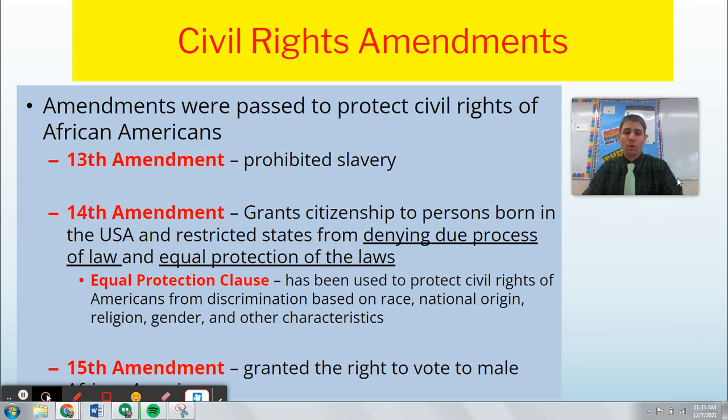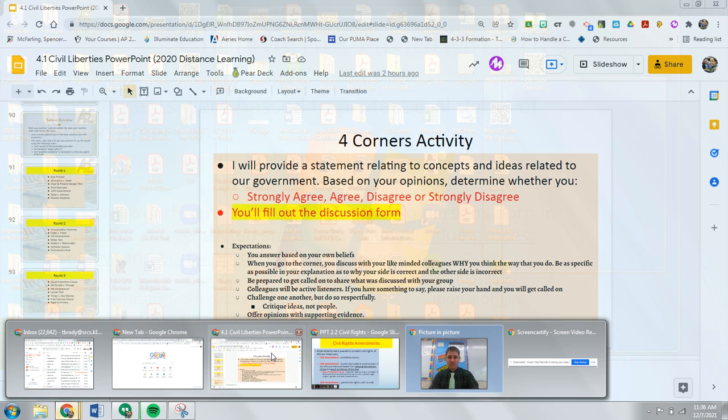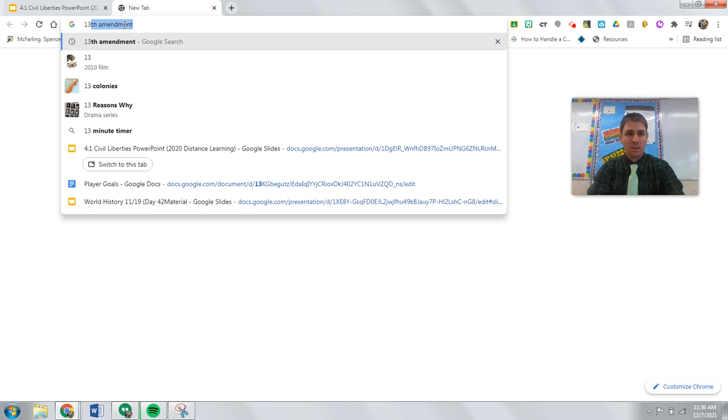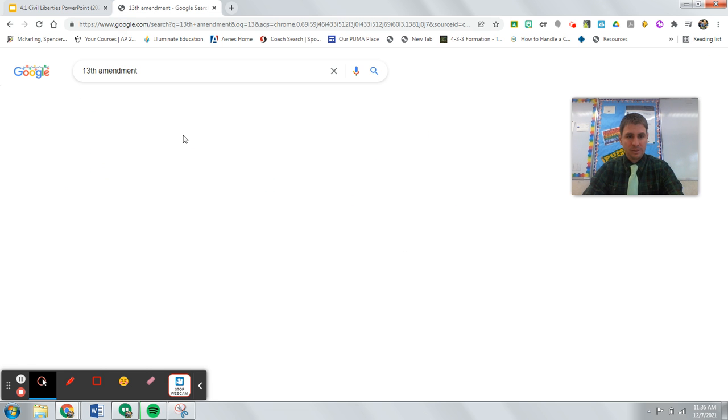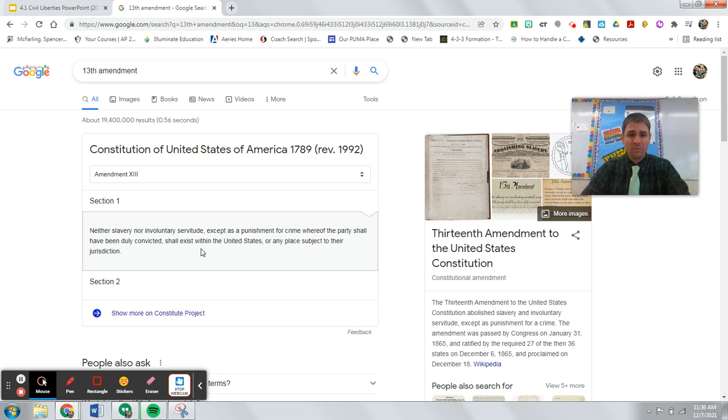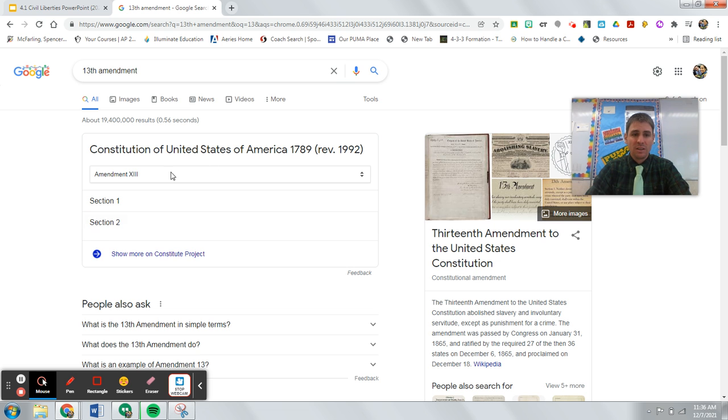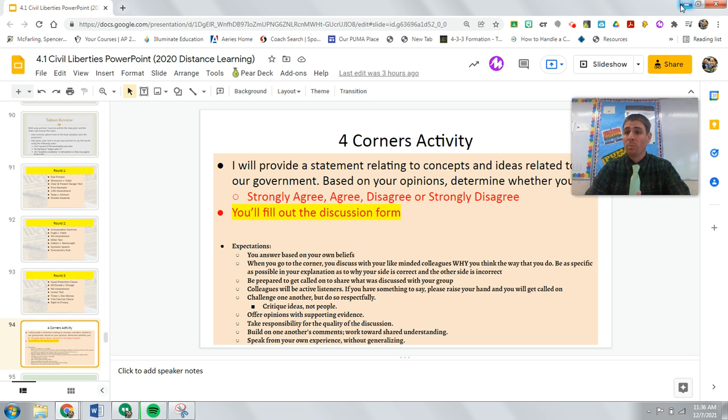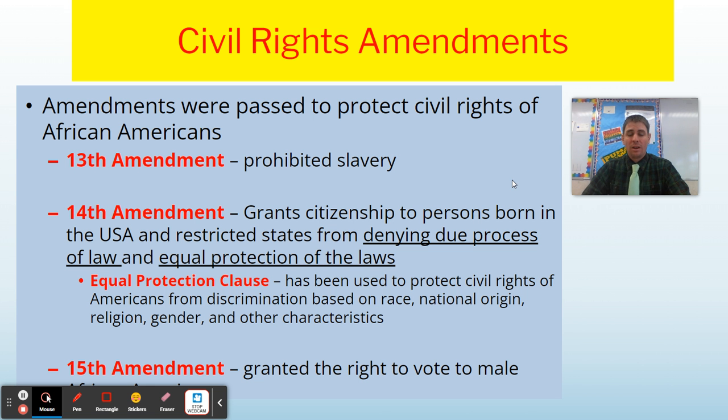The 13th Amendment prohibits slavery, but doesn't outright end slavery. There, I'll bring this up. The 13th Amendment does allow for slavery. Here we go, 13th Amendment: neither slavery nor involuntary servitude, except as punishment for crime whereof the party shall have been duly convicted. So slavery can occur as a form of punishment for a crime. But to all intents and purposes, slavery is prohibited.